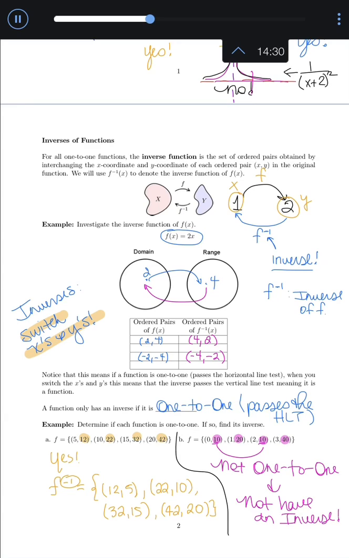Had you tried to find an inverse, you would have swapped the x's and the y's, and what would have happened is you would have had x's repeating in your inverse, which means it wouldn't have been a function. That would have been a second way to catch that the inverse is not a function, meaning it doesn't exist.